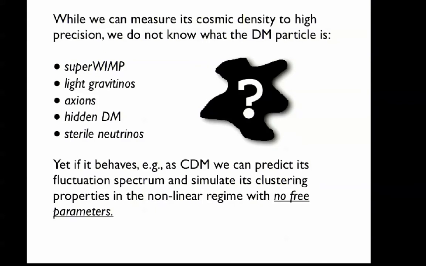We can measure the cosmic density of dark matter to high precision. We don't know what the dark matter particle is. Yes, it behaves as cold dark matter. We can predict its fluctuation spectrum and simulate its clustering properties in an ordinary regime, basically with no free parameters. That's not true when we go to warm dark matter. We change the power spectrum on small scales, so it includes self-interacting dark matter, which has a self-interaction cross-section that is basically a free parameter. But if it's cold dark matter, unless you start to resolve scales of 10^6 solar masses or so, there are no free parameters. We can run simulations basically with zero free parameters. Everything we need to know comes from the cosmic microwave background.